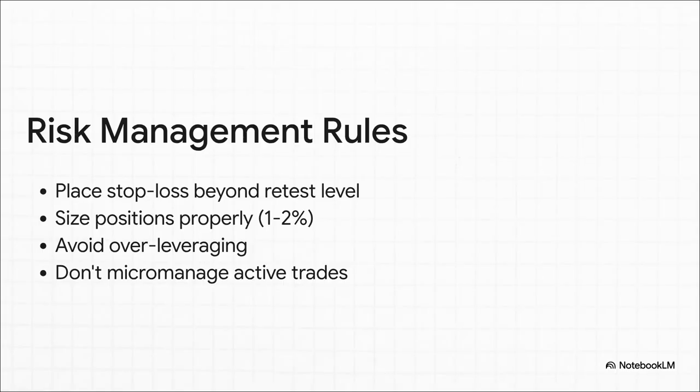Let's detail these strict parameters a bit more. First off, as we saw with the chart, always place your stop loss just beyond the retest level. If the retest fails, you get out immediately. No questions asked. Second, absolutely stick to that 1 to 2% position sizing. Third, you've got to avoid over-leveraging. Using moderate leverage keeps you focused on consistent, long-term profits rather than trying to force a home run out of every single trade. Over-leveraging can literally turn a tiny, totally manageable loss into a totally catastrophic one. And lastly, once your trade is live, don't micromanage it. Just stick to the plan you made when your head was clear.